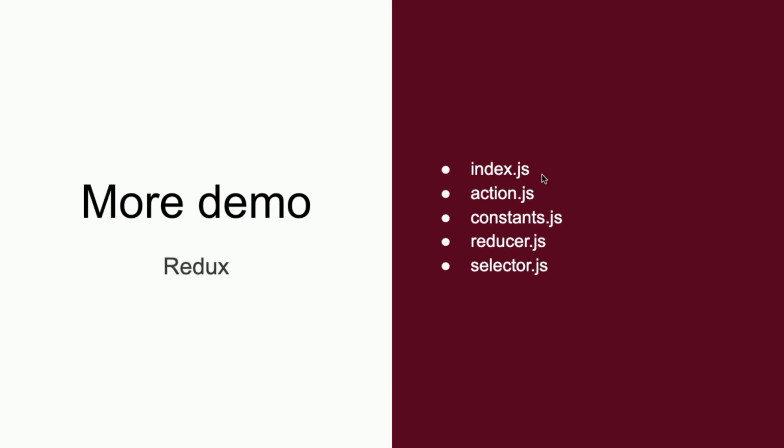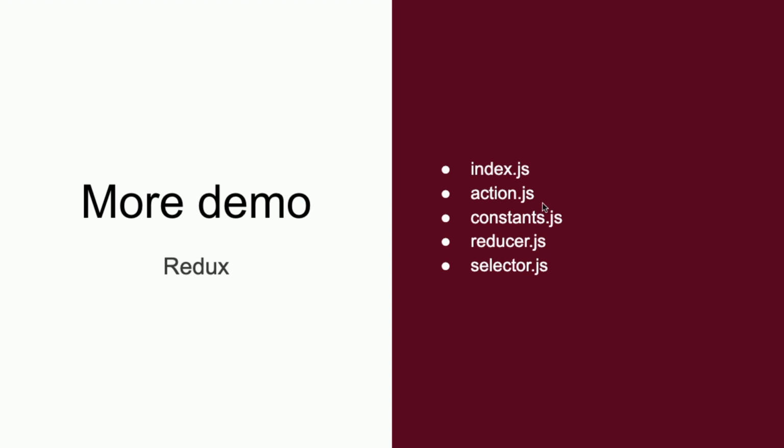So, Boilerplate actually comes with this Redux integrated. It's closely integrated. So what I understand, not sure if it's a fact, they have this index file, action, constant, reducer, and selector. When you generate a container, they will ask you whether you need this. When you tell the Boilerplate you need this, they generate a container with all these files inside.